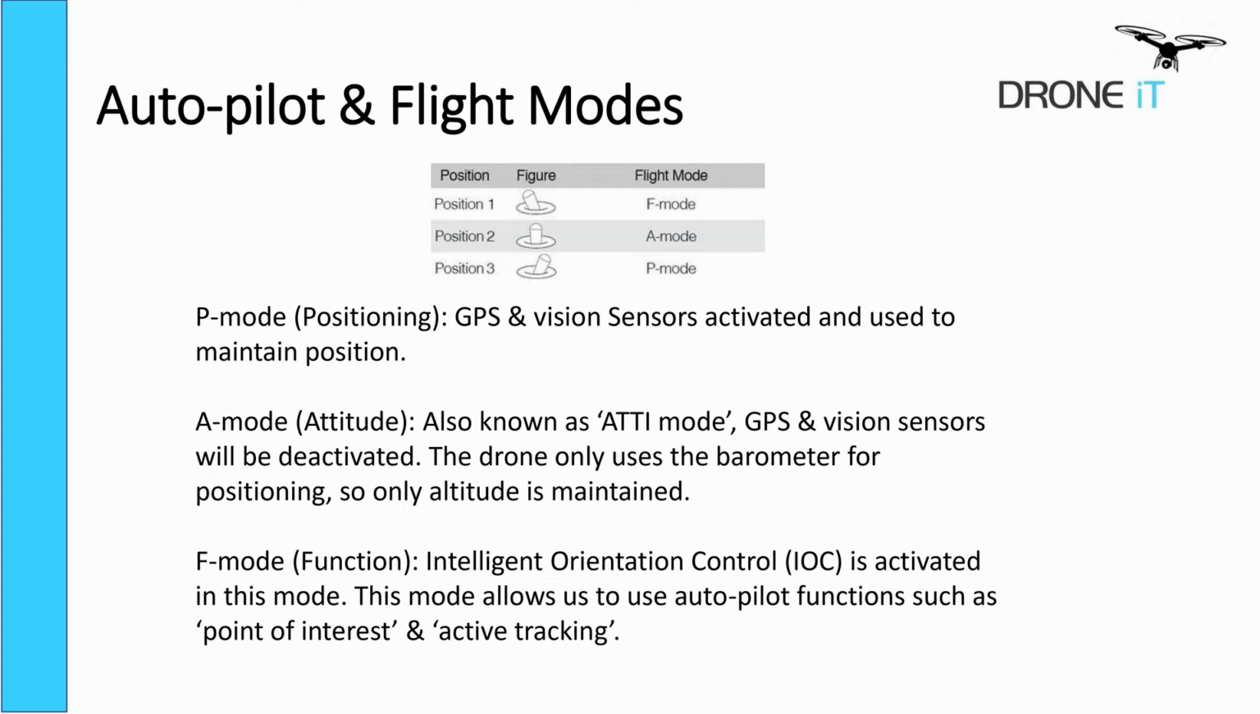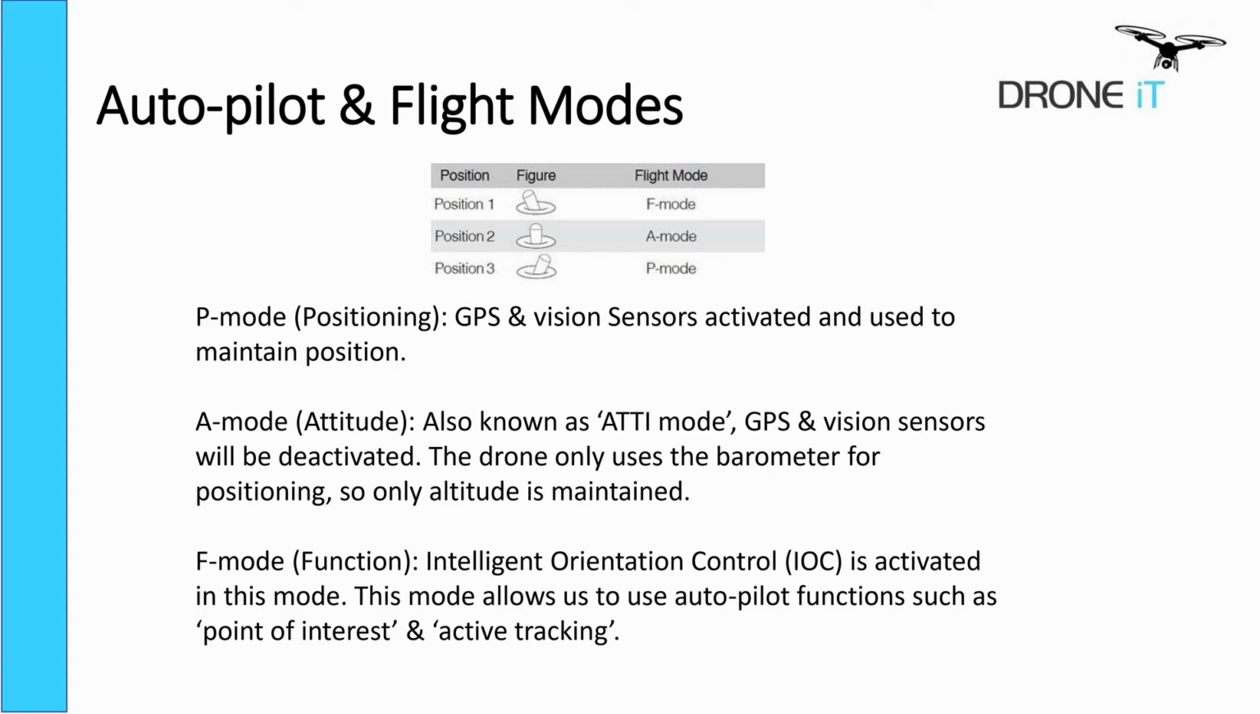Because the drone doesn't have any GPS connection, it will not have its location, so it can't correct for any drift. So when we're in ATTI mode, you need to counteract for drift that the drone might experience. It will still have its barometer working, so it will still maintain its altitude. And then the last one is function mode. This is what we usually use in autopilot systems and also third-party apps.